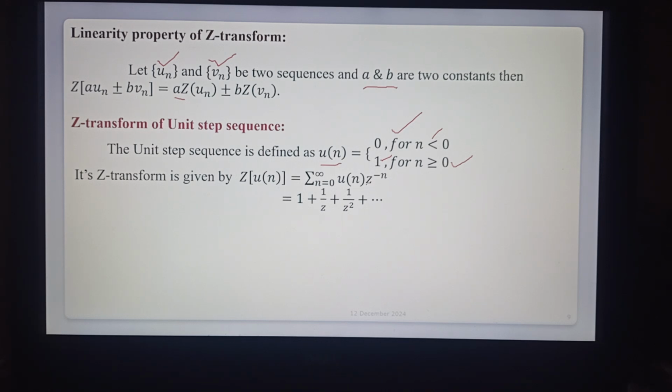So that expands here as 1 plus 1 by z plus 1 by z square plus and so on, which is equal to (1 minus 1 by z) power minus 1. That is by using the expansion of the binomial theorem. So that is equal to Z by Z minus 1. So this Z by Z minus 1 is the Z transform of unit step sequence. Okay.